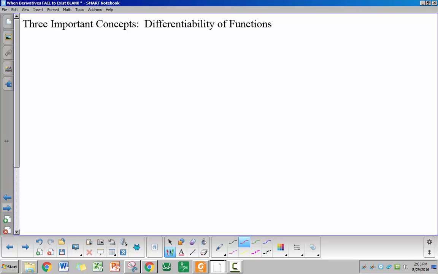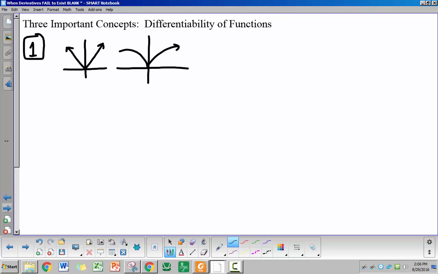So I left this page blank because I wanted to make sure that we had covered the concepts here. So this is the first one. I'm going to draw the conditions really quickly. We had the corner. We had the cusp. We had the vertical tangent. And then we had the discontinuity.